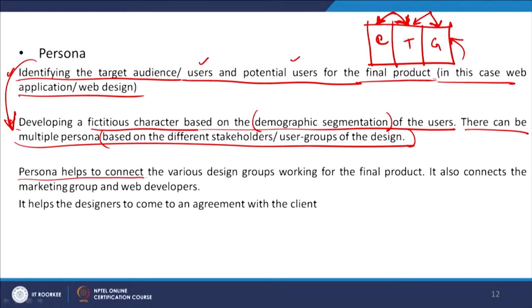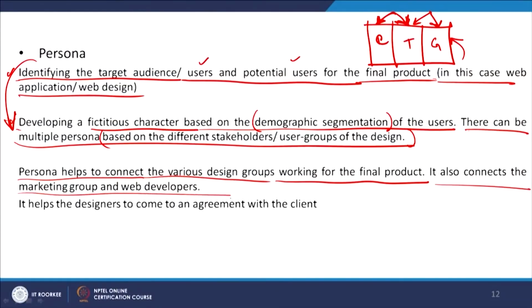Persona helps to connect with various design groups working on the final product. It connects within one design group. Different designers are there, so they will agree on this same persona. Even the designer groups with the engineers and the designer groups with the management people should also agree on the persona, what their target audience is. It also connects the marketing people and the web developer. So the web developer should understand what they are catering for, and the marketing people what they should market and how the advertising should go, how they should market the final website, and they should also understand who they are catering to.